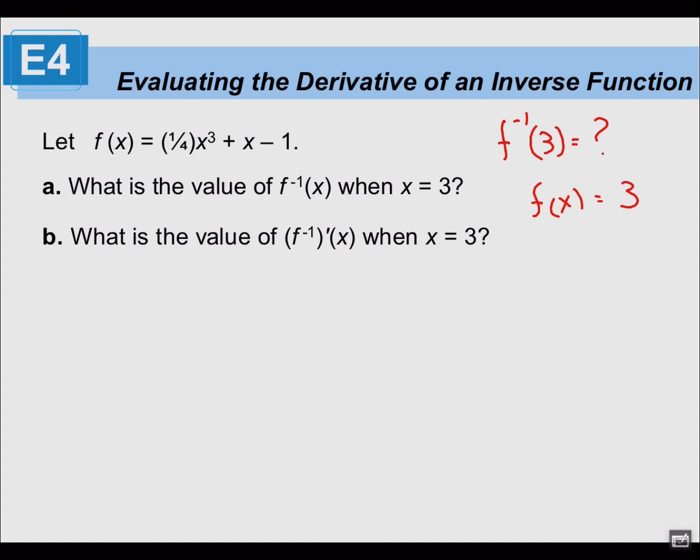If you know the value of the function, then the value of the inverse switches the x and the y's. You can do this, right? How? Set it equal to 3. Right, so we would do 1/4 x cubed plus x minus 1 equals 3. This is for part A. And solve that. That's not an easy thing to do, by the way, in this particular function. I probably should have chosen an easier function. So I'll save you the hassles. When you do this, x turns out to be 2.